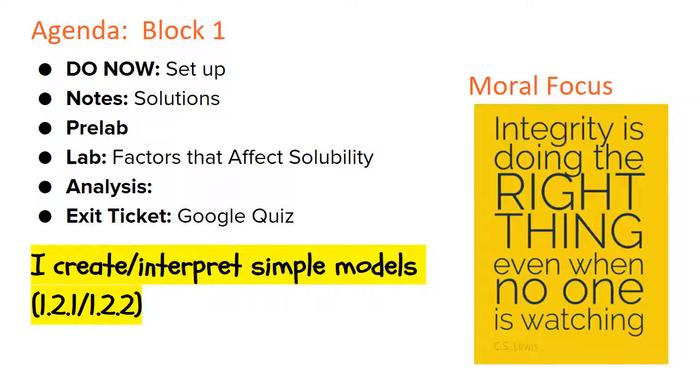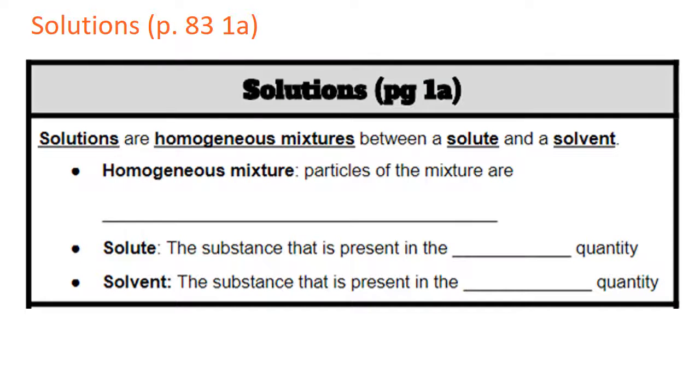Great. So we're starting a new unit here on solutions and solubility, and this video is going to take you through the notes for that first set of flippies. Now the first thing that we need are three definitions here. We can say that solutions are homogeneous mixtures between a solute and a solvent. A homogeneous mixture is one where the particles of the mixture are evenly distributed throughout.